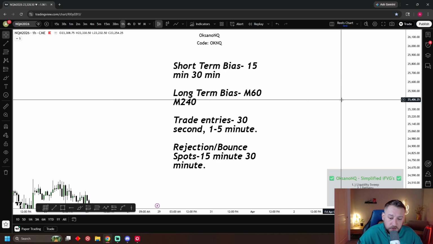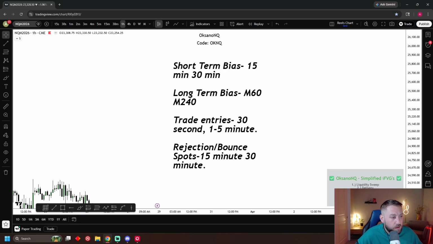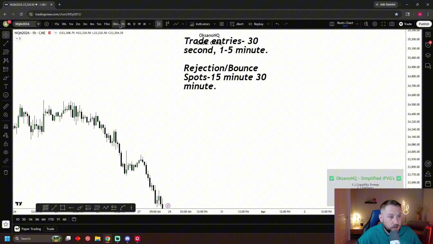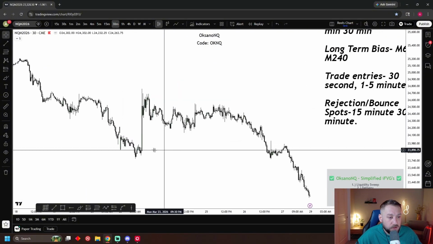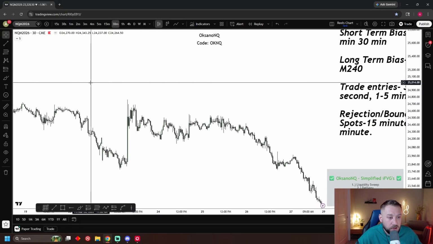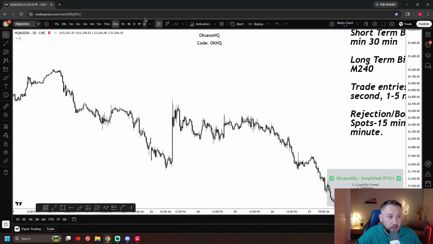How do you find draw on liquidity? Like, how do you know where? The way I like to find draw on liquidity is genuinely just looking for obvious swing lows and trend line liquidity.